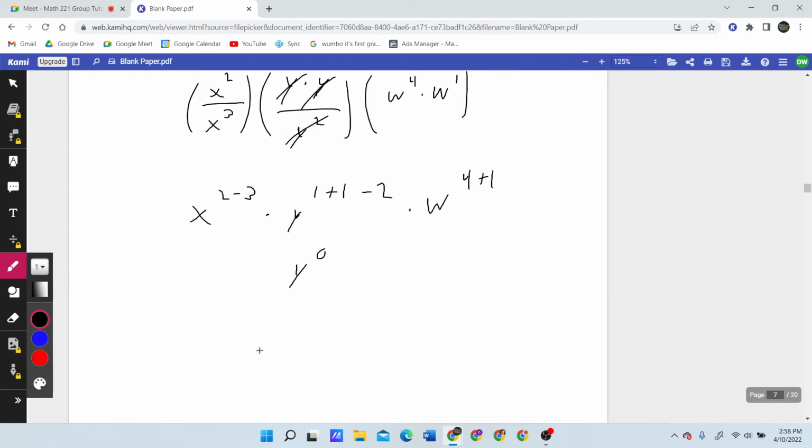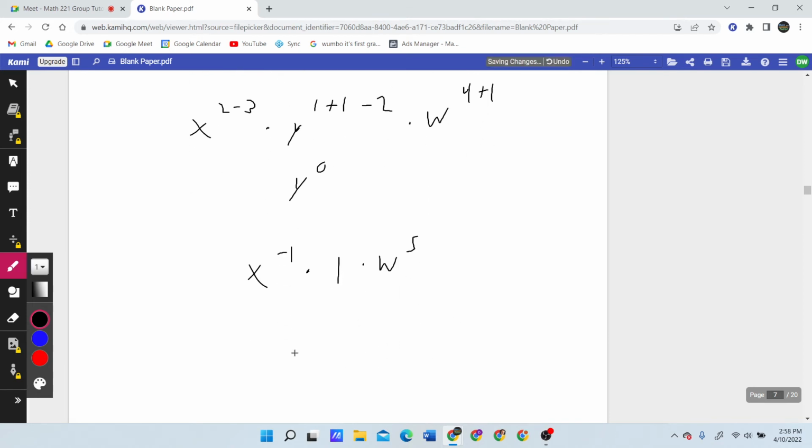We're going to get a final answer of x to the negative 1st times y to the 0, which again is 1, times w to the 5th. This would be a good final answer. If I wanted to, I could also rewrite it as w to the 5th over x. Because again, x to the negative 1st power just means put it in the denominator. Any questions on that one?